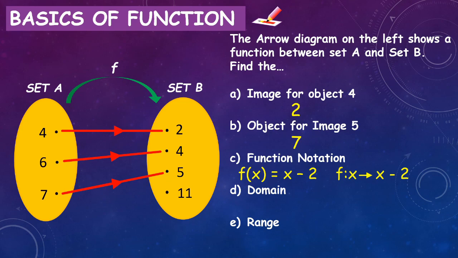You may notice that I've written two different formats for the function notation. Both formats are allowed in function and they mean the same thing. Domain is all the objects in this function, so it is 4, 6, and 7. And range is all the images connected to the objects, so the range is 2, 4, and 5.